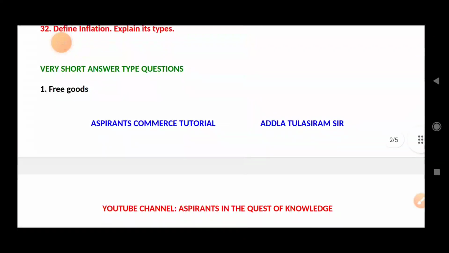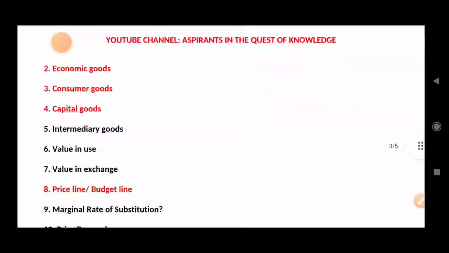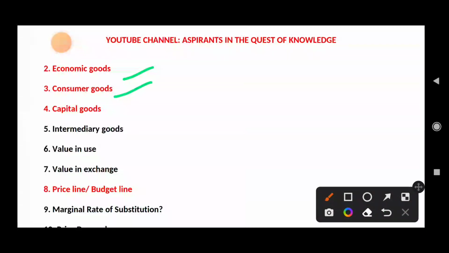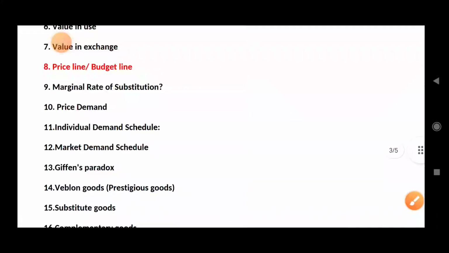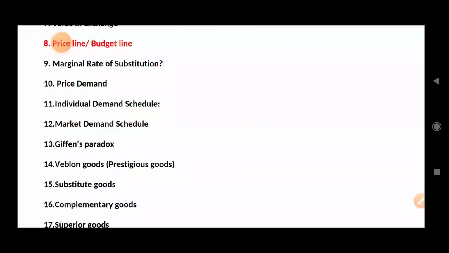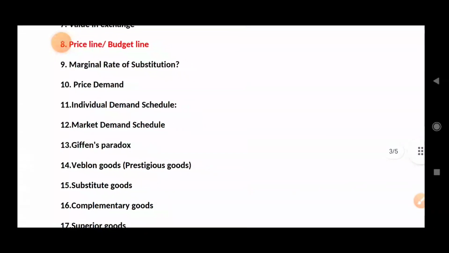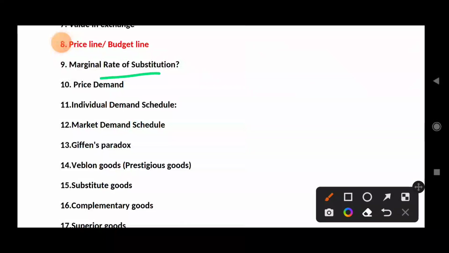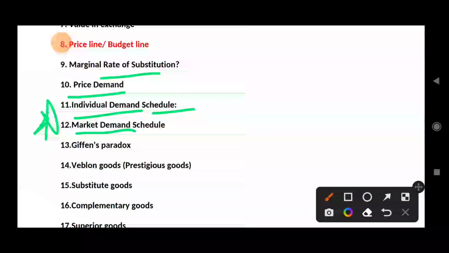Next, very short questions. Free goods, economic goods, consumer goods, capital goods, intermediary goods. Value in use, value in exchange, price and budget line, very important one. I'm saying again, whatever red ones are there, those are very important. Others are important. Okay. Marginal rate of substitution, price demand, individual demand schedule, market demand schedule. These are also very important ones.